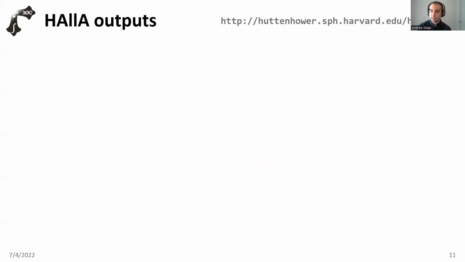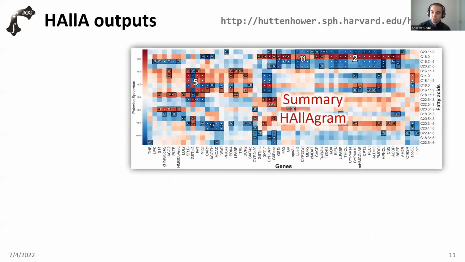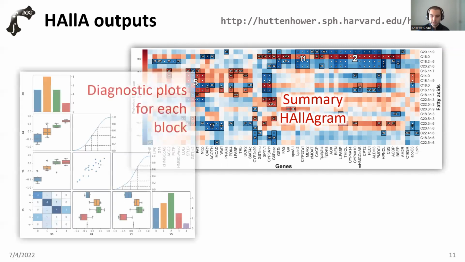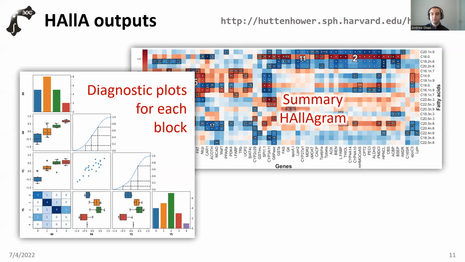And just to look at what the outputs look like a bit more here. Beyond just reporting and listing off the blocks and their statistics, we give some visualizations. So there's a plot that I've shown already a couple times. This is what we call a hologram. It gives you a global overview of the blocks. And you can also set it to give diagnostic plots for each block.